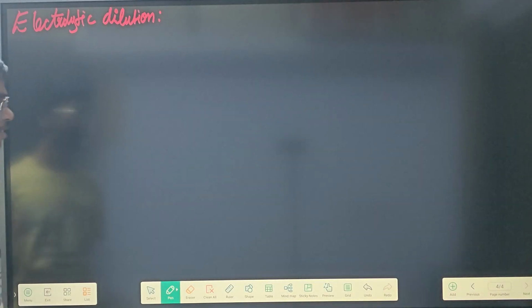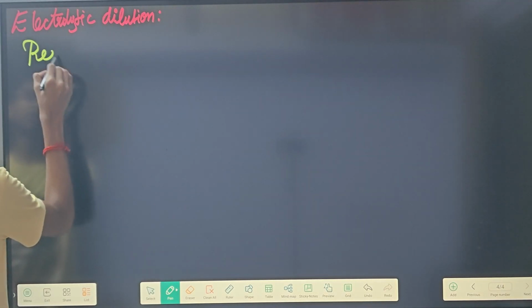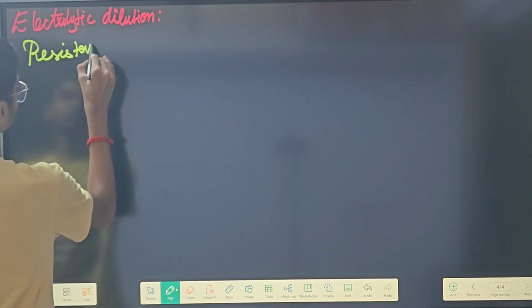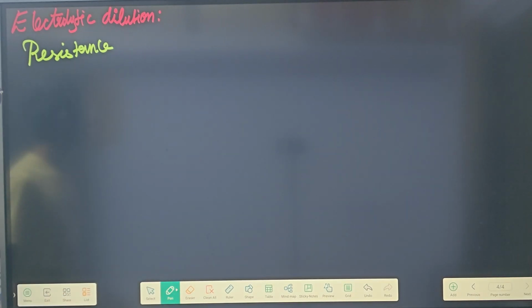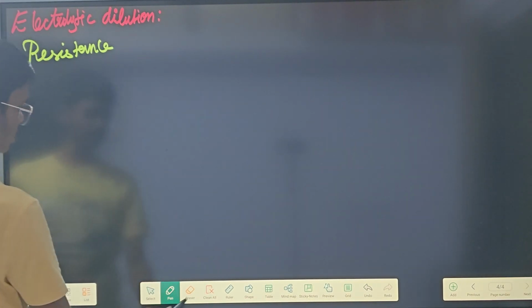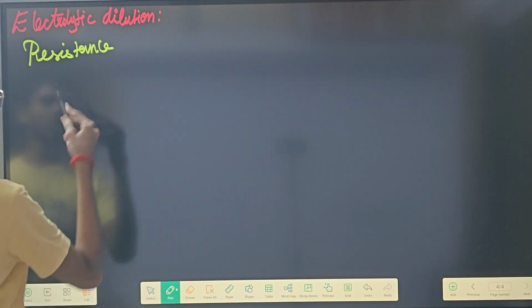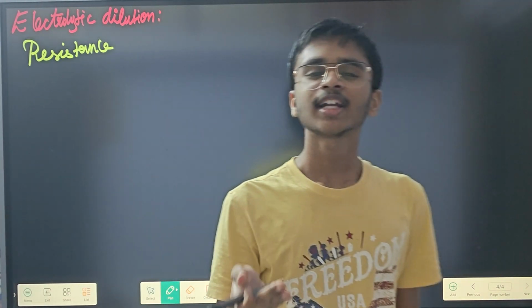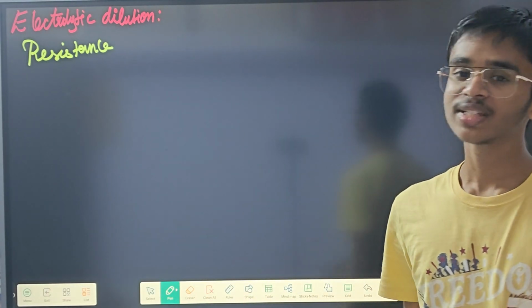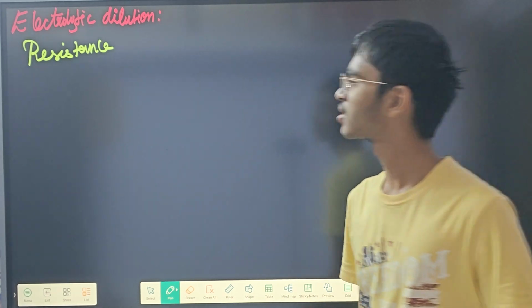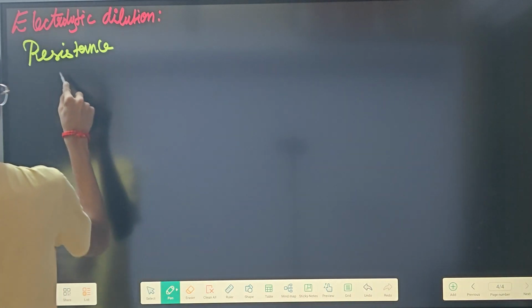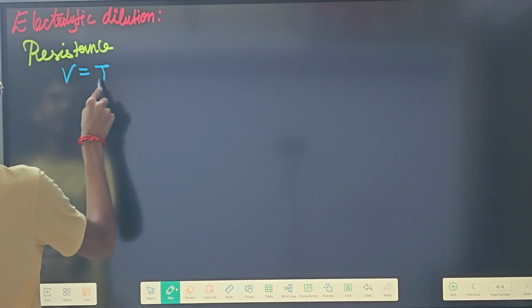First is resistance. So what is the general formula for resistance? Resistance, well, we all know, right? It is very simple, mainly V is equal to IR.